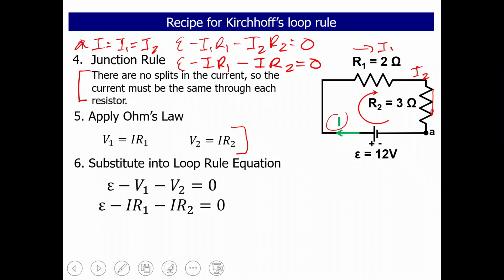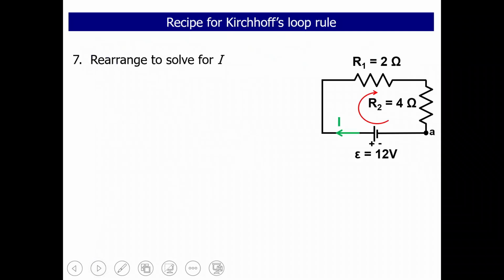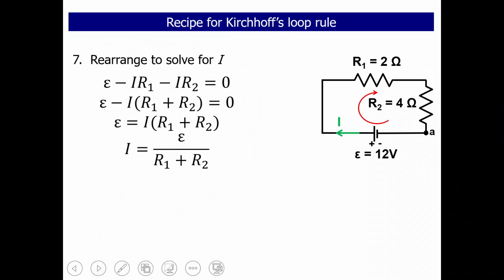Then you can substitute into the loop rule equation, which is what I've done here again for you. This equation has only one unknown, which is I. So we can rearrange that equation to solve for I. You can factor the I out of each term here, and then you can add that term to the other side, and then divide by R1 plus R2. And you get I is equal to E over R1 plus R2, which is the same thing as E over REQ for this series circuit. You get the same result.